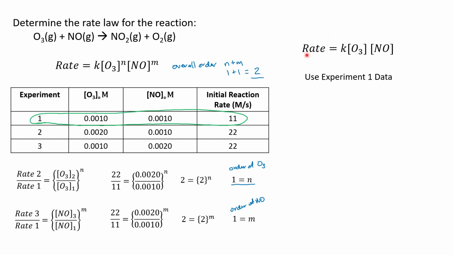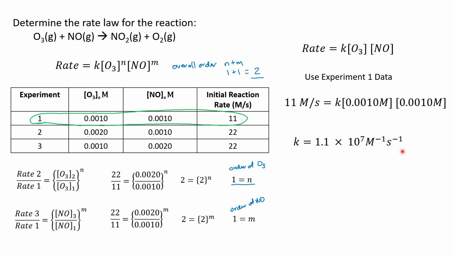Okay, and I'm going to choose the data from experiment 1. So I am going to plug in the rate from experiment 1. I'm going to plug in my concentrations here from experiment 1, and that is going to allow me to mathematically solve for K. So here is everything plugged in. Again, my rate, my concentrations, of course, these are both just to the power of 1. And I can solve for K. So if I solve for K, I get K equals 1.1 times 10 to the 7th.